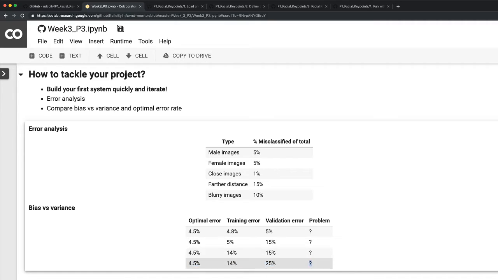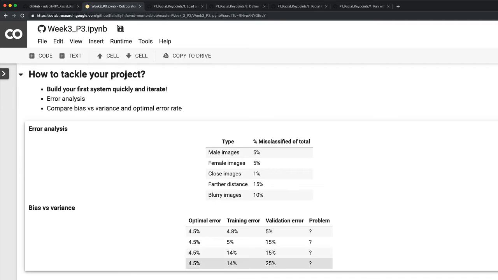Here we see an example where the validation error, well, it's high, but it's super low compared to the training error. They're almost the same. But the training error is very far away from the optimal error. So here we have a model that is training correctly, but it's not able to really understand the underlying pattern that we're looking for. So it has a high bias, and we're underfitting.